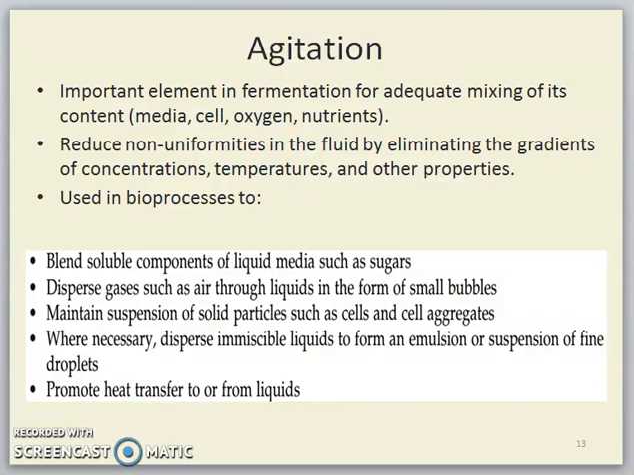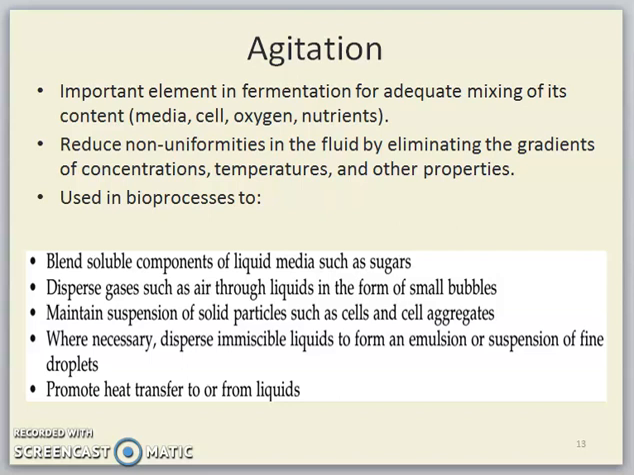Agitation is a very important element in fermentation. In order to have adequate mixing, to mix all this media, cells, oxygen being supplied, and also the nutrients introduced or supplied in the fermentation. It is also used in order to reduce non-uniformities in the fluid, by eliminating the gradients of concentrations, the temperatures, and other properties.